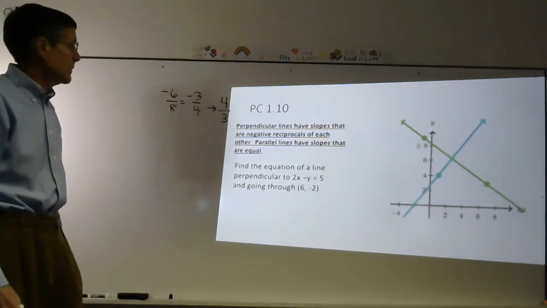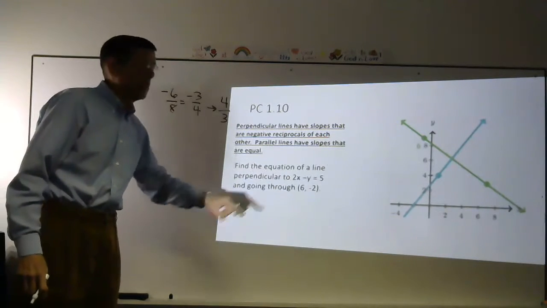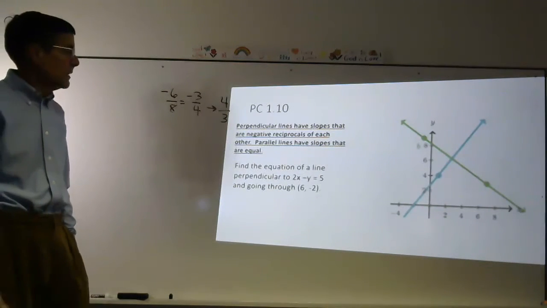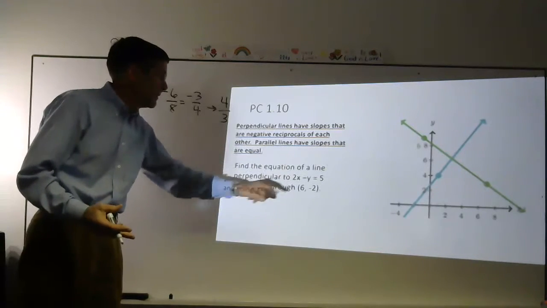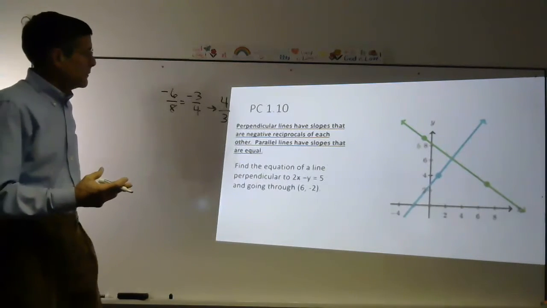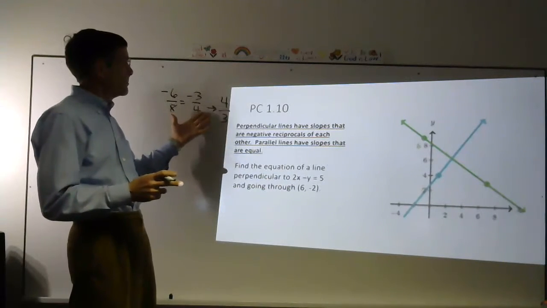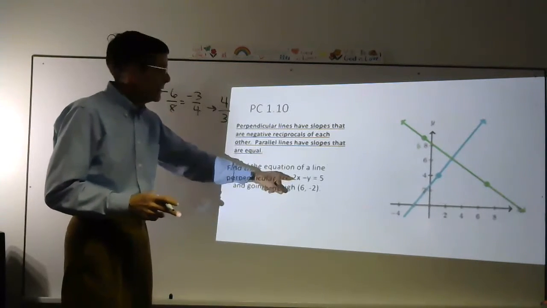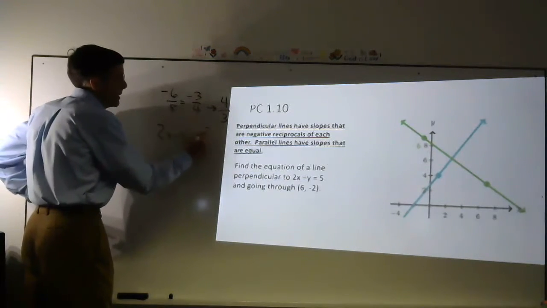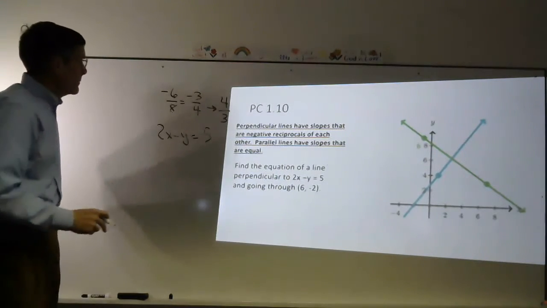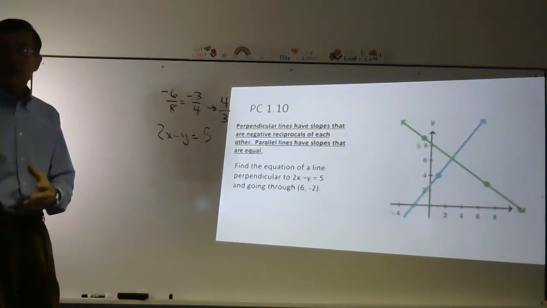Find the equation of a line perpendicular to this line and going through that point. Okay? Let's find the equation of a line perpendicular to this line and going through that point. If it's perpendicular to this line, it'll have a slope that's a negative reciprocal of this line. So let's start with 2x minus y equals 5. Let's find the slope of that line. Well, how are you going to find the slope? Put it in y equals mx plus b form.